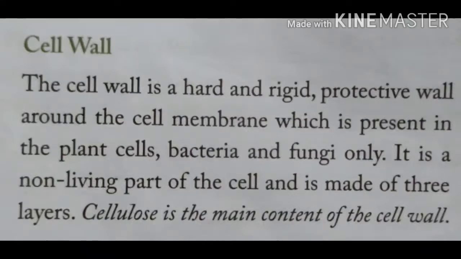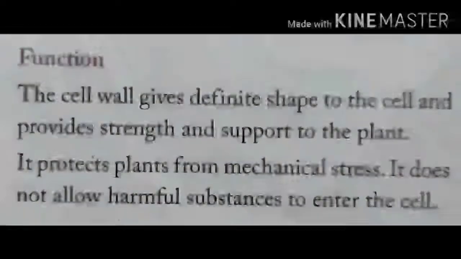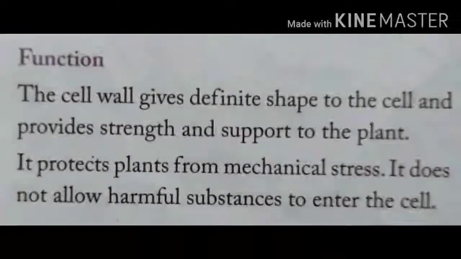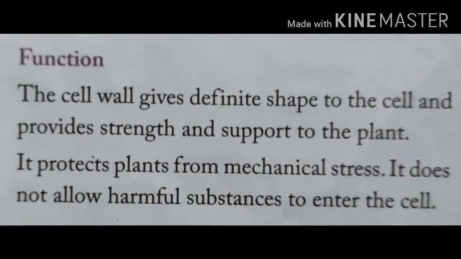And moving to the functions of cell wall. The cell wall gives definite shape to the cell and provides strength and support to the plant. And also it protects the plants from mechanical stress, and it does not allow harmful substances to enter the cell. Cell wall gives definite shape to the cell and also provides strength and support, protects from mechanical stress, and does not allow harmful substances to enter the cell.